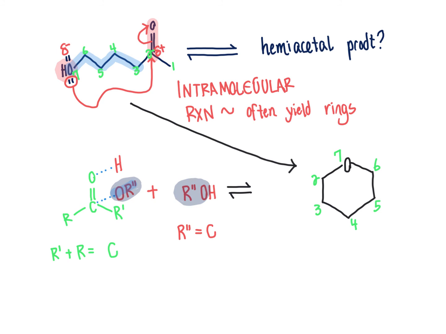I'm going to show that bond for emphasis in red because that corresponds to the bond that we created using this electron pushing arrow here, where we showed that the electrons from the oxygen come over and form a bond covalently to that carbon atom there, creating this covalent link there. So that's going to make our 6-membered ring.